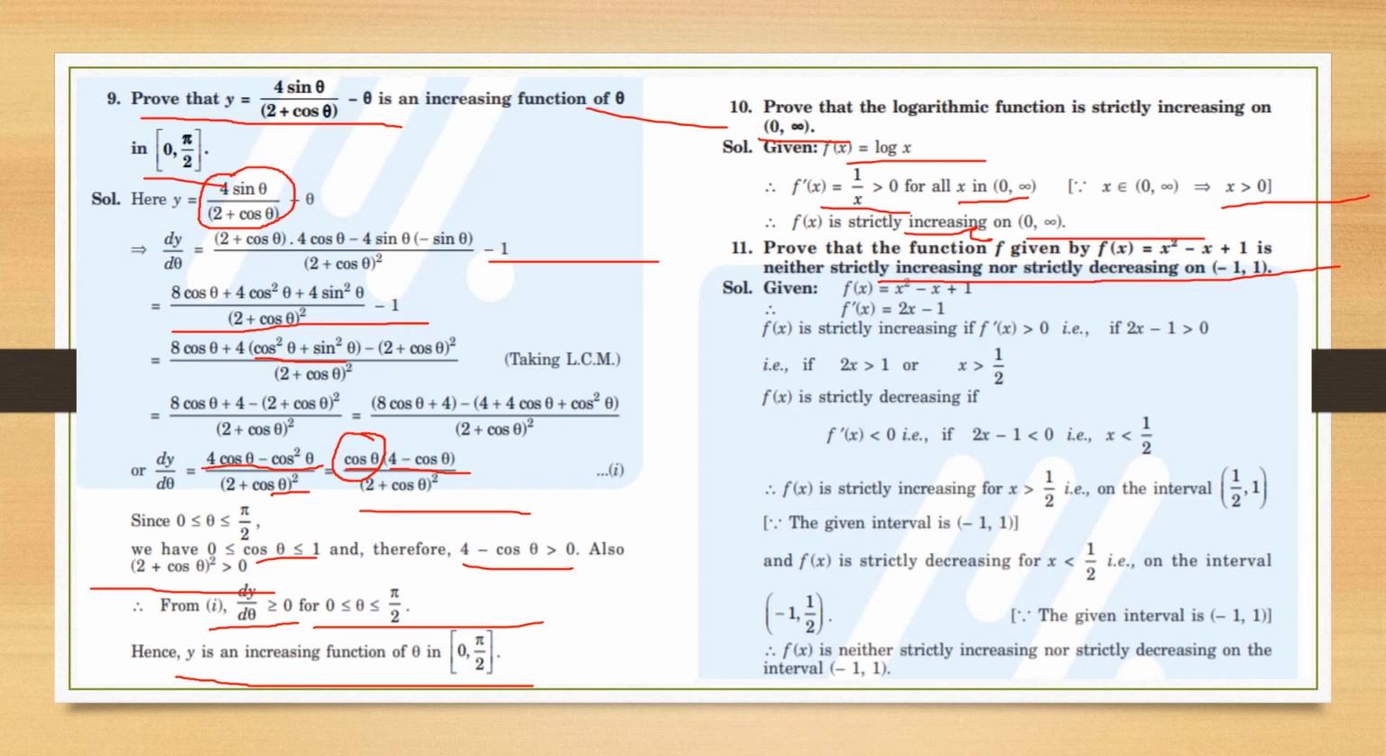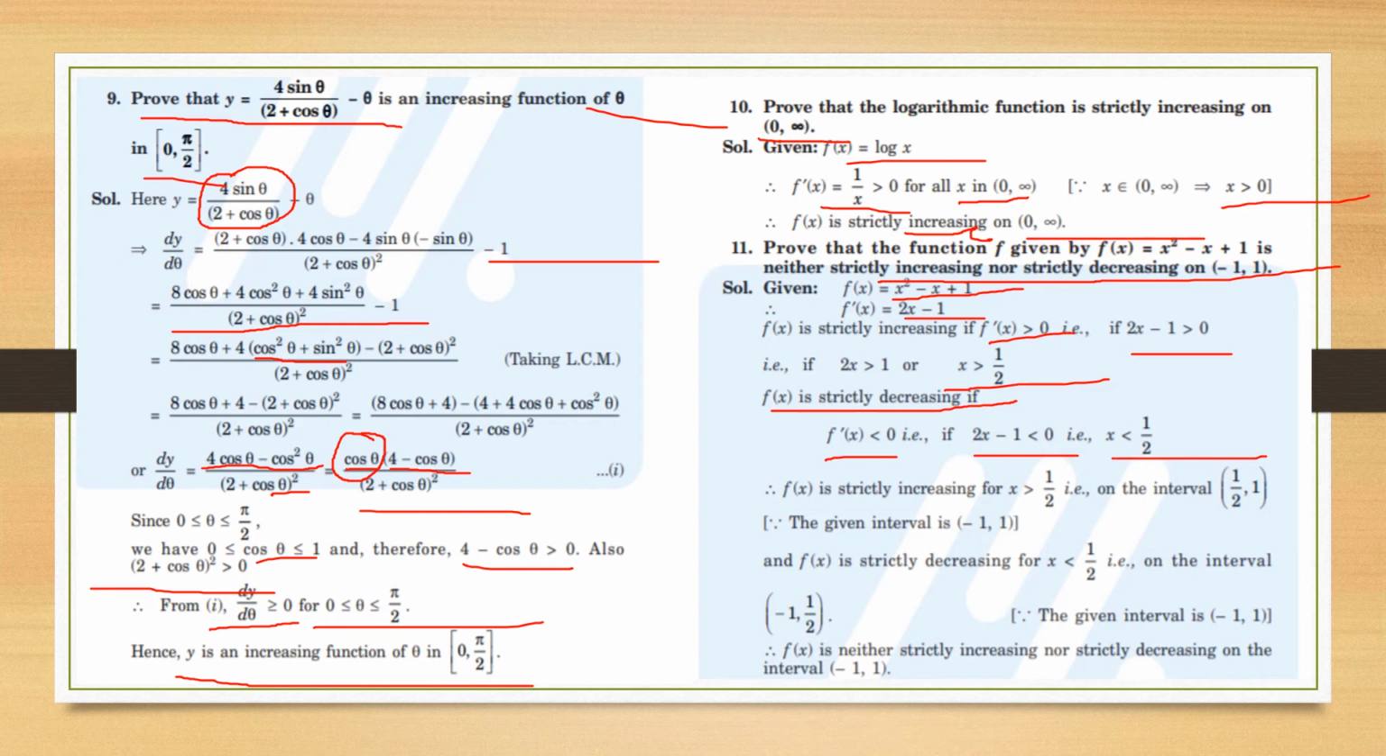So let us see, this is my function, this is the derivative. The critical point: putting 2x minus 1 equals 0, I get the critical point as half. So the interval will break into -1 to half and half to 1. Either you can go for the tabular method, or you can go like this: the function is strictly increasing if f dash x is positive, that is 2x minus 1 is positive, that is x is greater than half. And it will be strictly decreasing if the derivative is less than 0, that is 2x minus 1 less than 0, that is x is less than half.